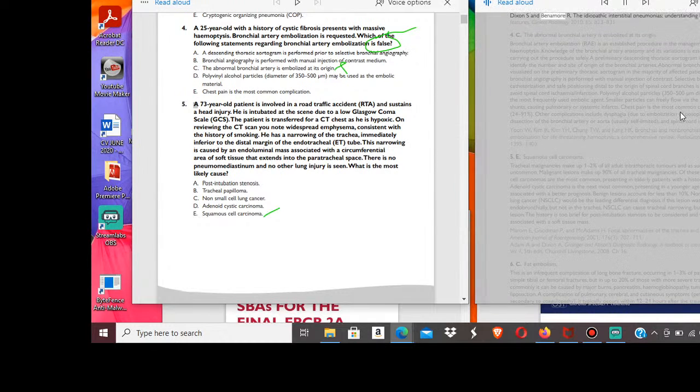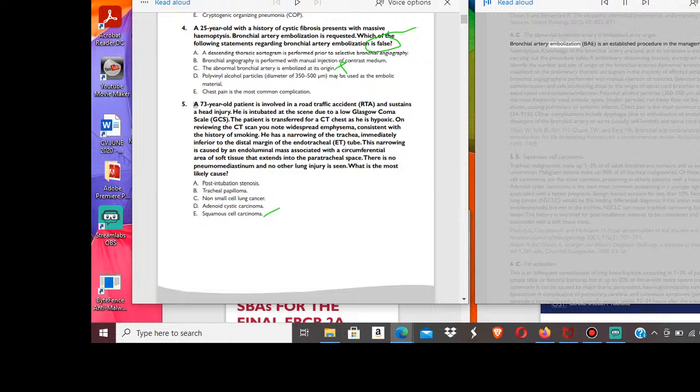Dixon S. and Beenamore R. The idiopathic interstitial pneumonias, understanding key radiological features. Clinical Radiology 2010, 65, 823-831. 4C. The abnormal bronchial artery is embolized at its origin.